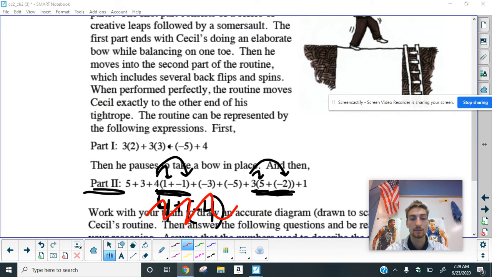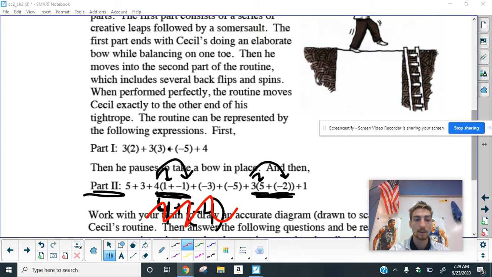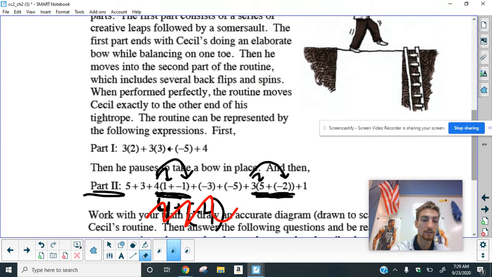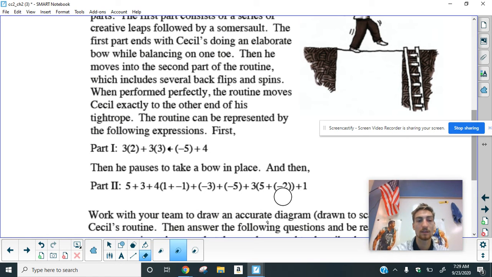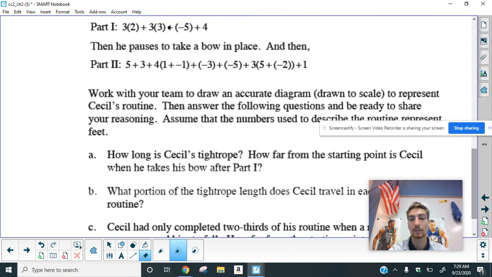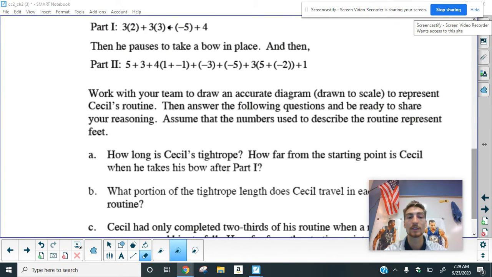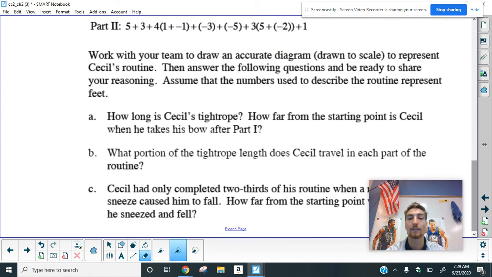All right, so now that we understand what we're looking at, we can work with our teammates and complete this problem here. So it says, draw an accurate diagram drawn to scale to represent Cecil's routine. Then answer the following questions and be ready to share your reasoning. Assume that the numbers used to describe the routine represent feet. All right, so the first part says, how long is Cecil's tightrope? How far from the starting point is Cecil when he takes his first bow?